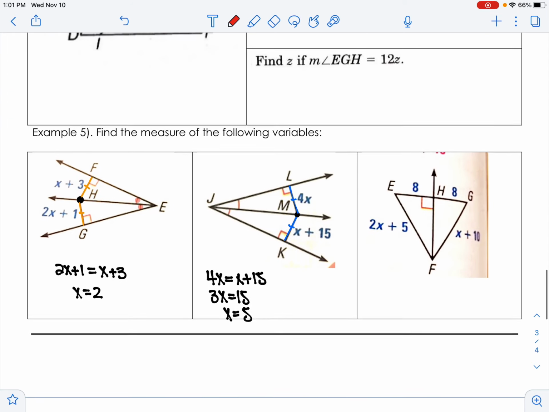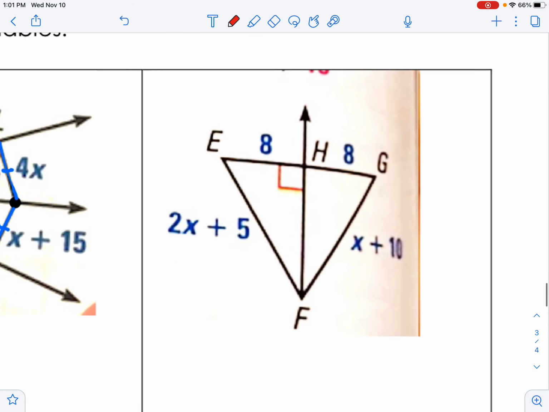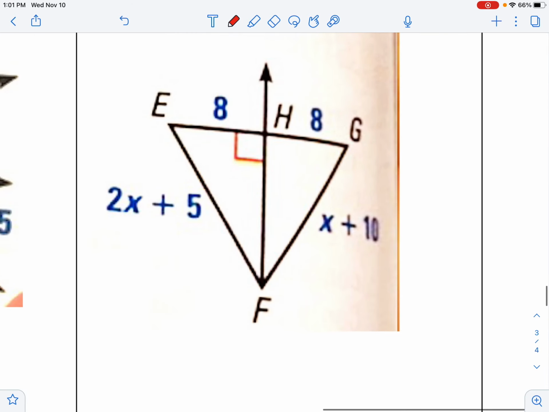Okay, now let's go down to example 5, because we now have this last question on number 5, and let's take a look. First thing I'm going to notice is that FH is perpendicular. That's significant. The next thing I'm going to notice is that these two segments right here are congruent. They're both 8, which means that H is the midpoint. And if H is the midpoint, then FH is the perpendicular bisector.